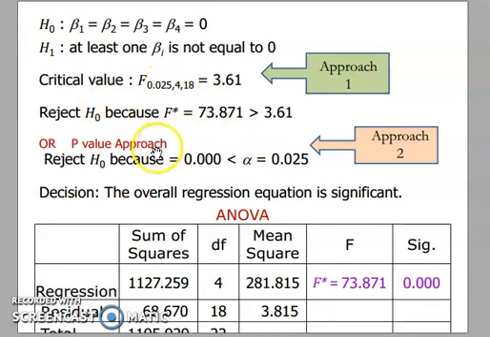If you are using the p-value approach, simply use the p-value that you get next to the F stats here. So it is 0, a very low value, 0.000, which is less than 0.025. So therefore we reject H null, meaning that the overall regression equation is significant.